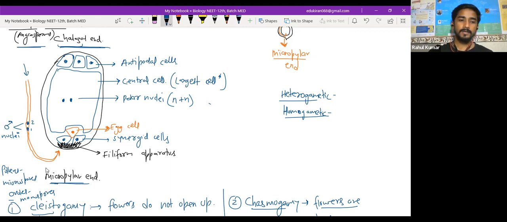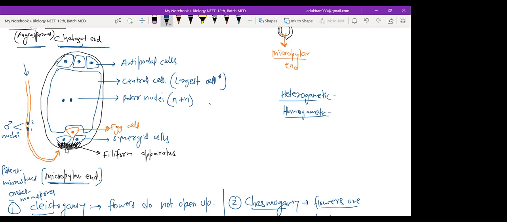Now coming back here, this end is called the micropylar end because this is from where the male pollen nucleus enters. The word micro is used here. Will you remember it? Say yes or no. Is it clear?